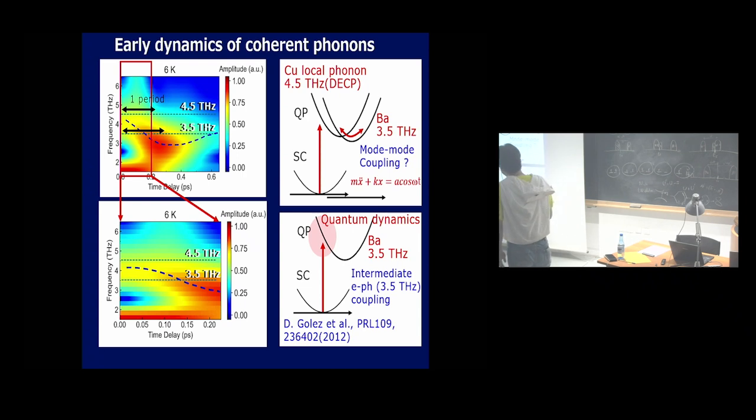In the DECP model, according to a theoretical paper described by the group of Tragman in 2012, the initial phase is very sensitive to the coupling strength of the electron-phonon interaction. If this is applicable to this situation, it is possible to explain the initial phase of this coherent phonon, but I'm not sure.